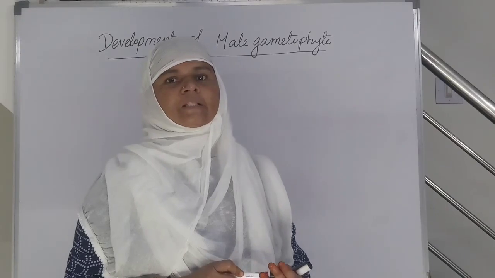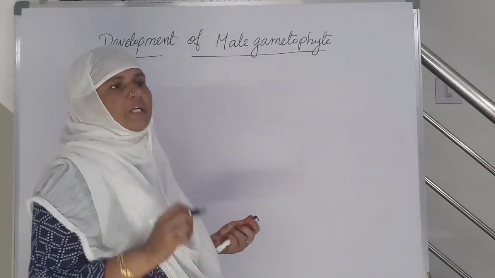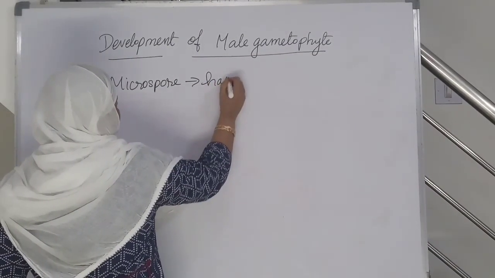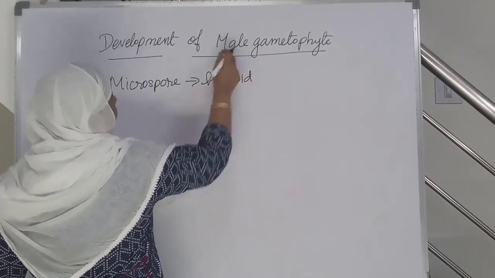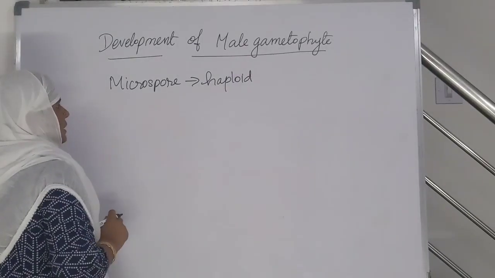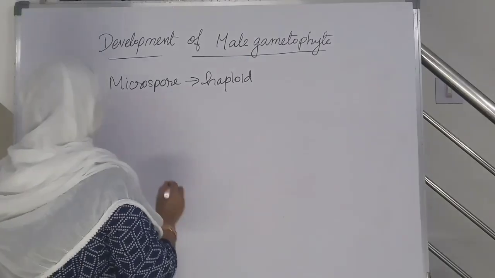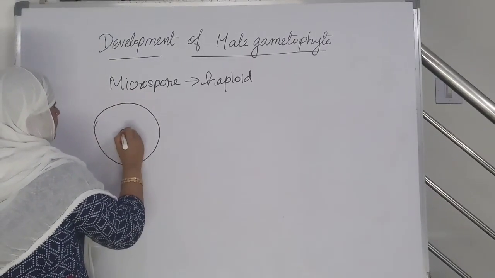Now I am going to explain the development of male gametophyte. Microspore, which is haploid, is the first cell of the male gametophyte. For the development of the male gametophyte, first we should know the structure. It consists of the pollen grain.